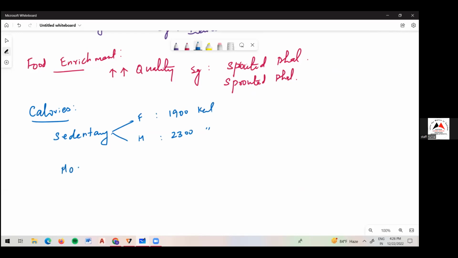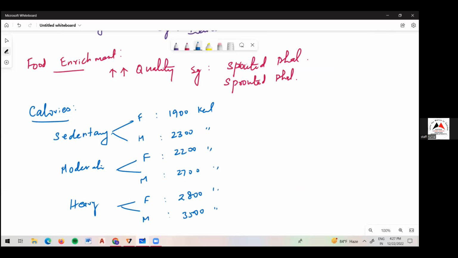Then a moderate worker, meaning some work but not heavy. Male and female are different: for female it is 2200, for male it is 2700. Then a heavy worker needs more: for male 3500 and for female 2800. So you can see the caloric requirement for a sedentary worker is less than for a moderate worker, which is a little more, and a heavy worker may need even more calories. Understand how many calories are needed.